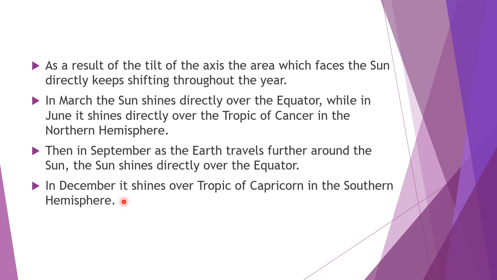Again in December, the Earth's position changes. With the tilt position, the southern portion gets direct sun and the northern portion is far away from the sun. That is in the month of December. So what happens? In the southern hemisphere, the Tropic of Capricorn gets the direct rays of the sun. So that hemisphere gets hot and the northern hemisphere is cool. Because of that reason we feel winter in the month of December.